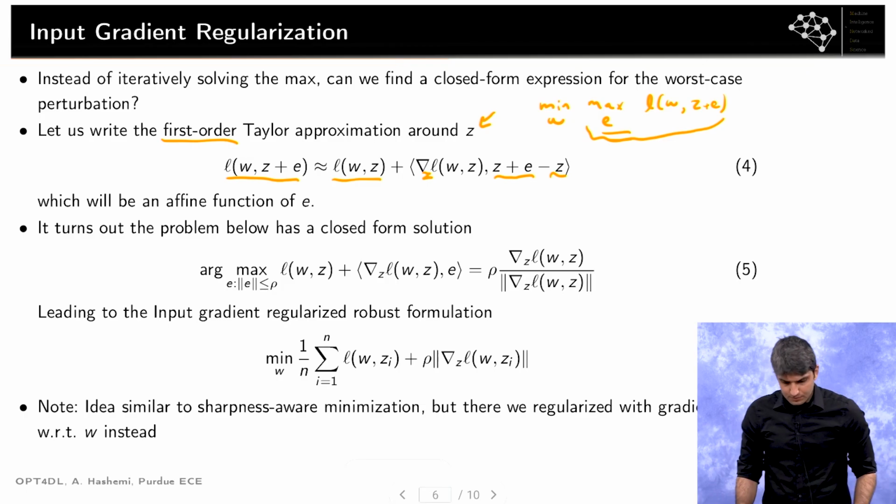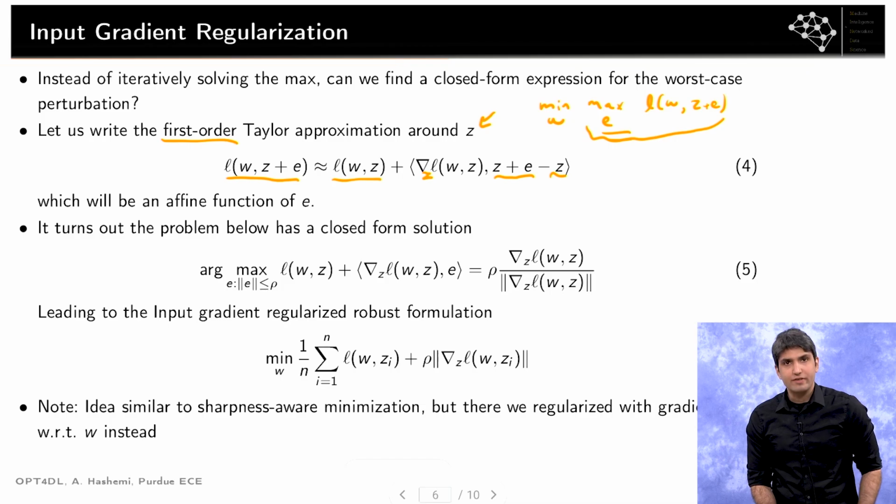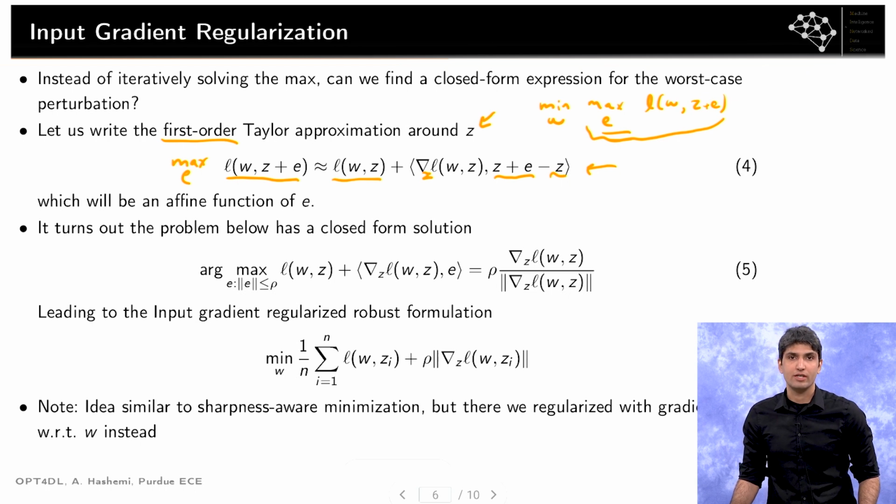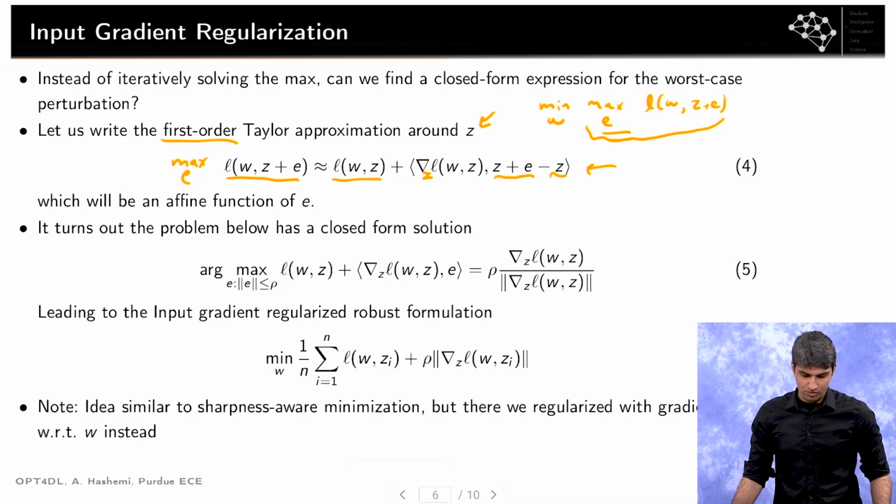Now, why are we doing this? Basically, remember that we had this maximization problem over E, and we wanted to find a closed form expression for that. Thanks to writing the first order Taylor approximation, this function is going to be only an affine function of E, which means that the inner maximization problem is actually quite easy to solve, and there exists a closed form expression. Notably, it turns out that this problem is going to have this solution.